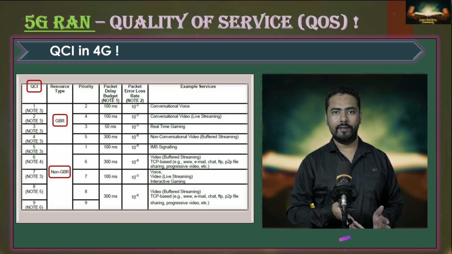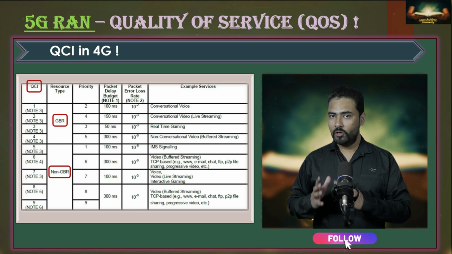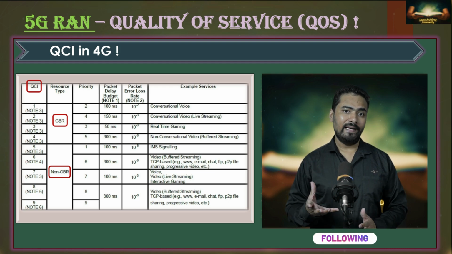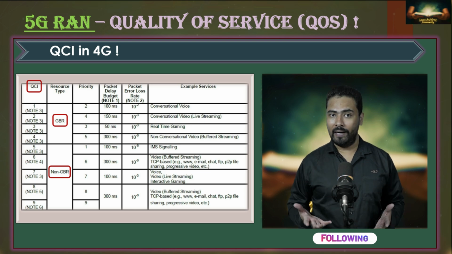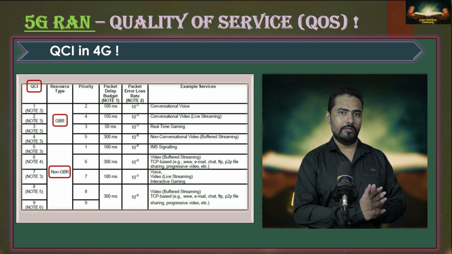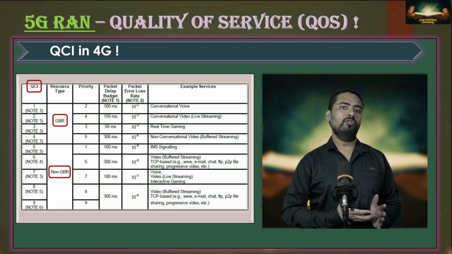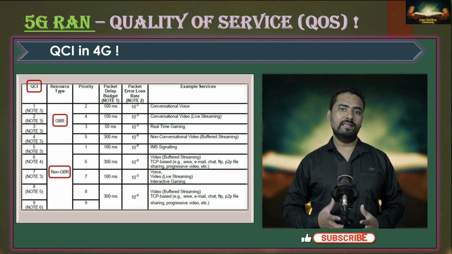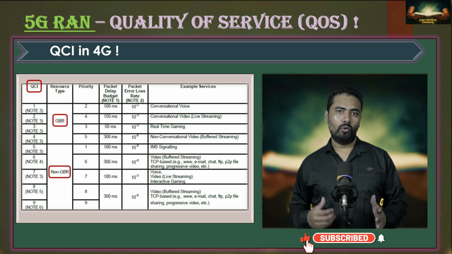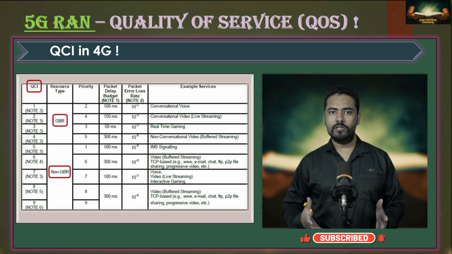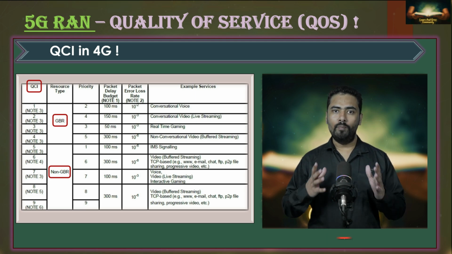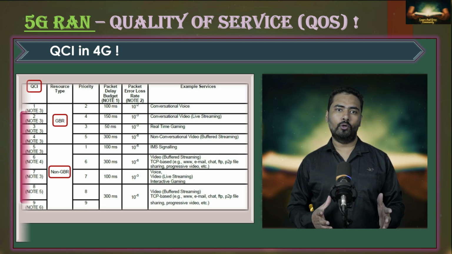and packet error rate. In the radio access network, the scheduler looks at this QCI identifier to set the right priorities to achieve the QoS parameters like delay and error loss, etc. for all the services it is serving. Similarly, in the core network, routers and switches also use QCI to manage the traffic priorities and maintain the QoS.